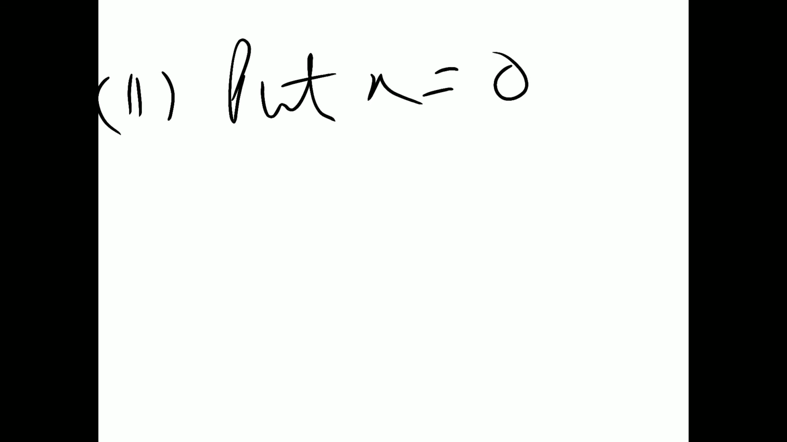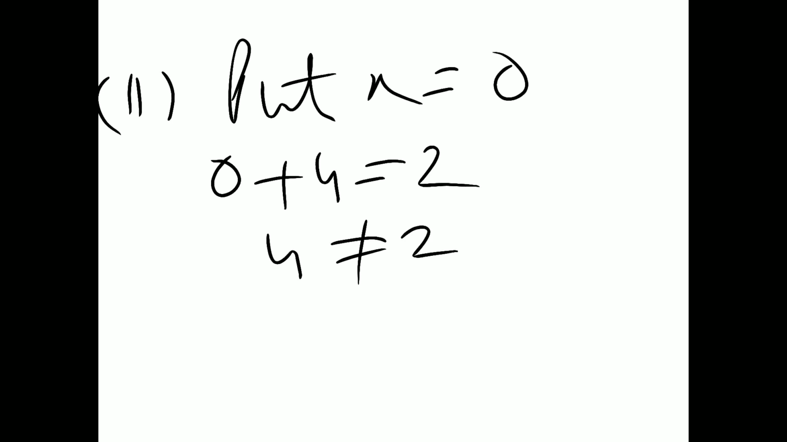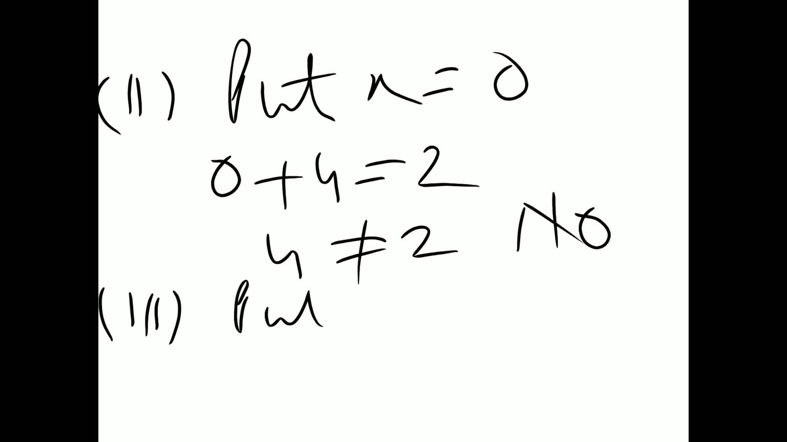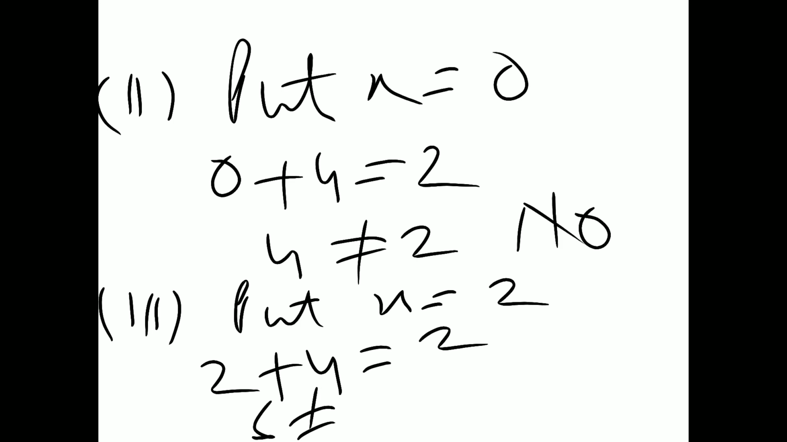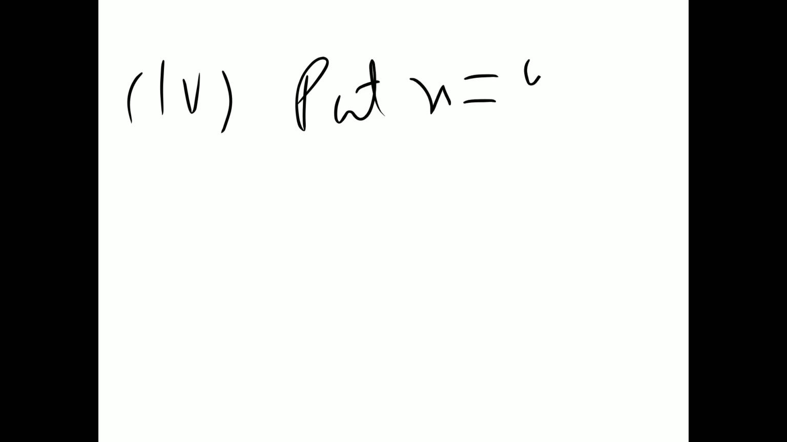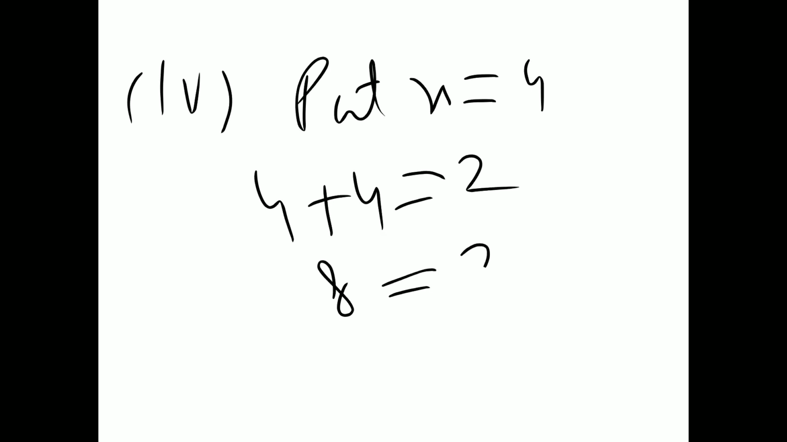Now we do the second part of it. Now this time you have to put x is equals to 0. 0 plus 4 is 4. So 4 is not equals to 2. You write no. Third time you have to put x is equals to 2. 2 plus 4, it should be equals to 2. It is coming 6. 6 is not equals to 2. You write no. And the last time you have to put x is equals to 4. 4 plus 4, it should be equals to 2. It is coming 8, which is not equals to 2.